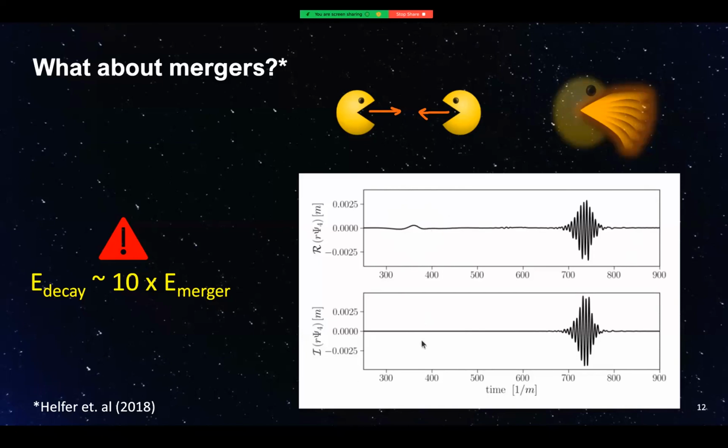It doesn't have an imaginary counterpart because it's a highly symmetric situation where I have only one of the modes excited. But then you can see that the decay actually has a gravitational counterpart, which is really strong. And it's a preliminary result that it seems this decay has 10 times more energy in gravitational waves than the merger. So yeah, that's an interesting result.